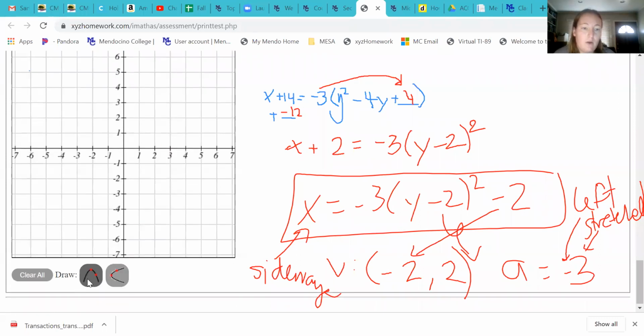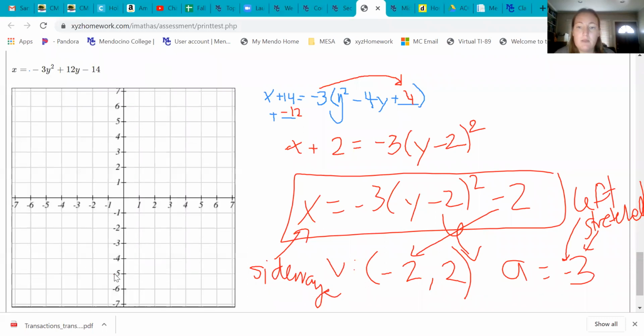So if I were to graph this, I'd pick the sideways parabola. I'd go to -2, 2. I would go to the left because the a was negative, and instead of 1, 1, it's going to be 3 times that, so 1, 3. Again, this always corresponds to your a.